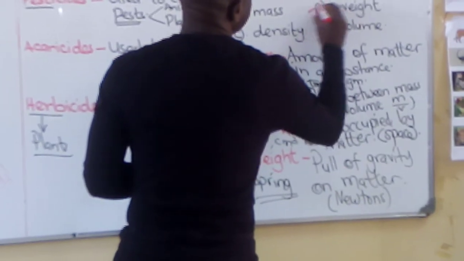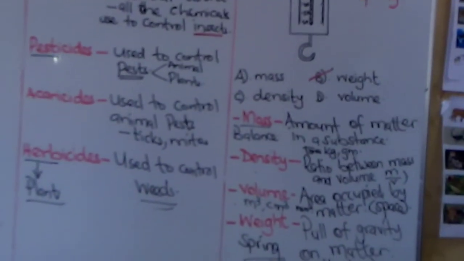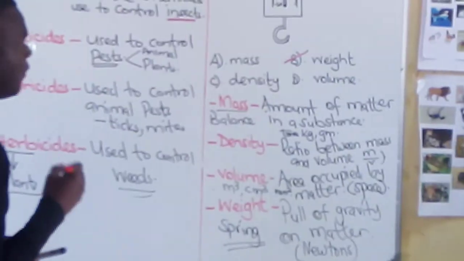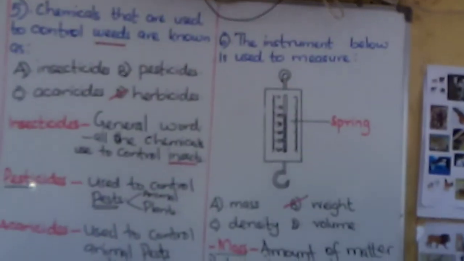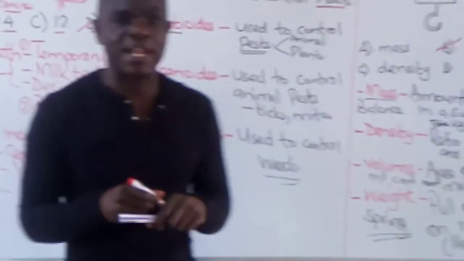The instrument below is used to measure weight. Weight is a force, and the spring balance is used to measure force. Okay, I hope you do understand.